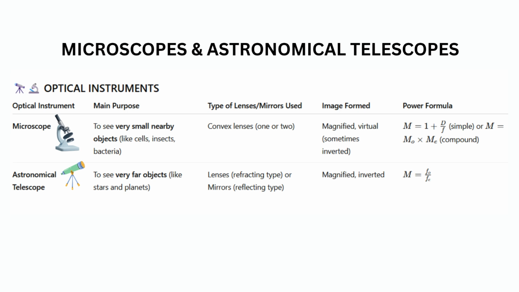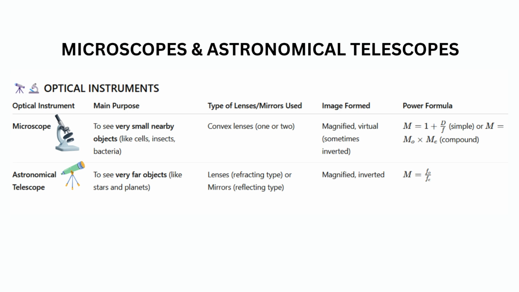The magnifying power of a simple microscope is given by m equals 1 plus D by f, where D is the least distance of distinct vision, about 25 centimeters, and f is the focal length of the lens. The magnifying power of a compound microscope is the product of the magnifying powers of the objective and eyepiece lenses, that is, m equals m_o times m_e.